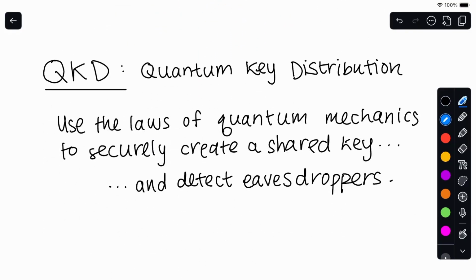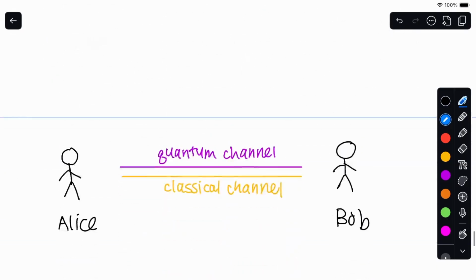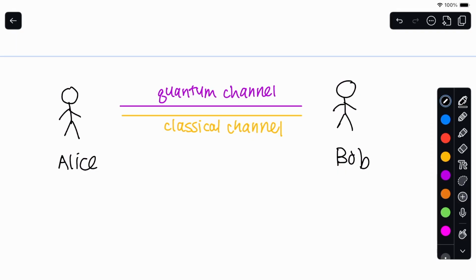For QKD, we use the laws of quantum mechanics to securely create a shared key. And not only that, we'll be able to detect if anyone tries to eavesdrop and learn the key. In order to do this, Alice and Bob are going to share 2 things. One is a quantum channel, and one is a classical channel. In the quantum channel, they can send quantum bits, and in the classical channel, they can communicate normally, like over text or something.